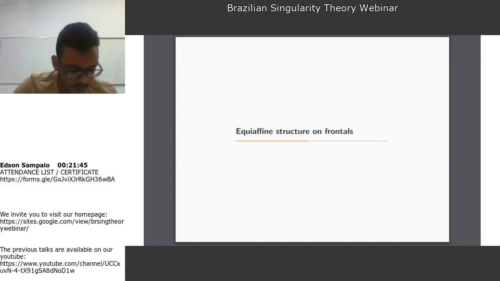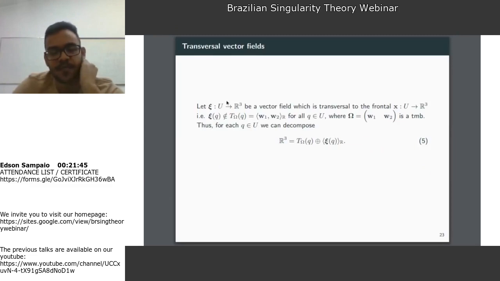And then with this, we can start studying first equiaffine structure on frontals. So let's take C, a vector field that is transversal to a frontal X. By transversal, I mean that C(Q) does not belong to the plane T omega Q, where this is the plane generated by the vectors W1(Q) and W2(Q) taken from the tangent moving basis omega. And then if we have this, we can decompose R3 as this direct sum here. So we take T omega Q, direct sum with the vector space generated by C(Q).